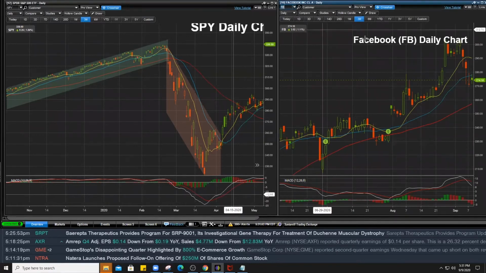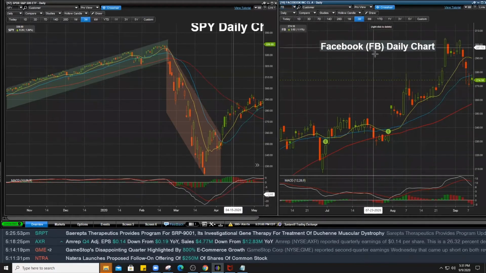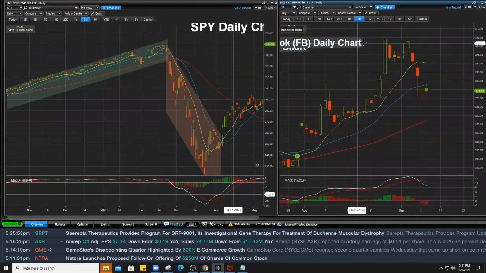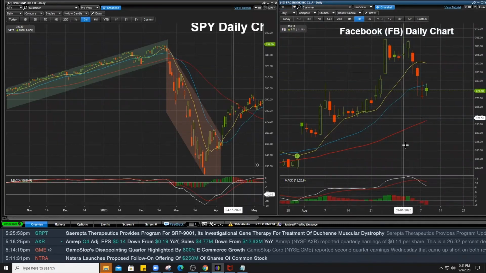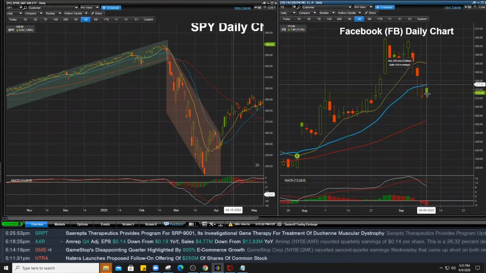If you take a look at the Facebook chart, number one, we've got some serious support at 270 that we were talking about earlier today. This is what's important about watching this. We have support at 270, okay? Now, if Facebook climbs above 280 tomorrow, that's going to tell us two things. Number one, we climbed above that 280, and number two, we held that 270 support.